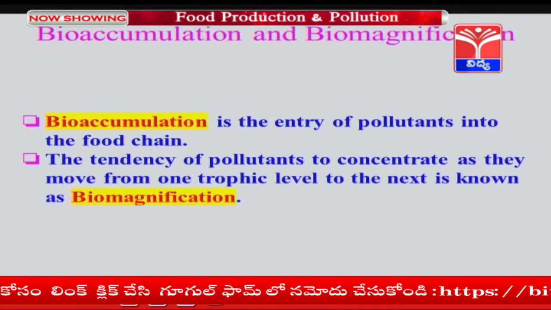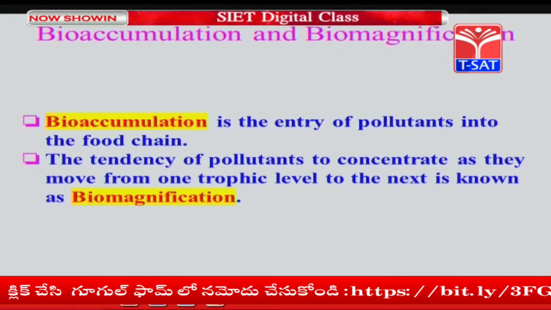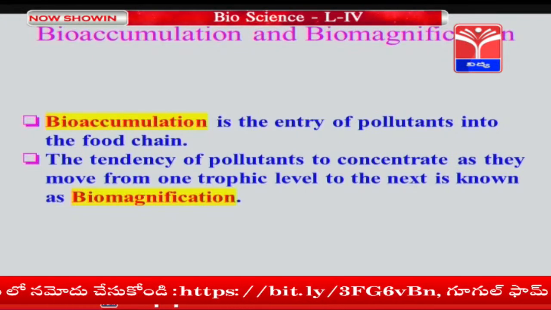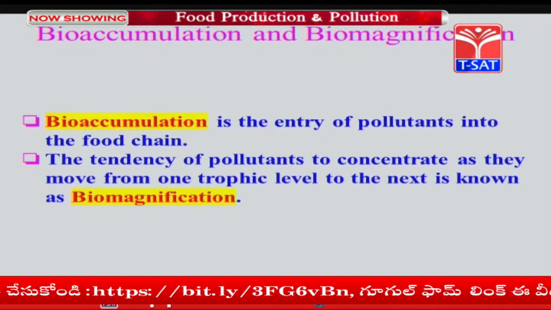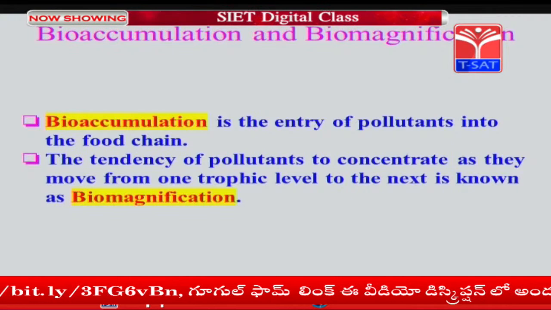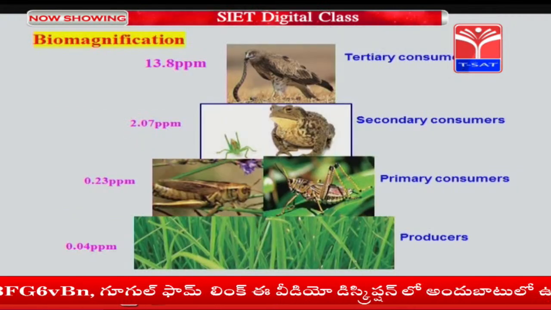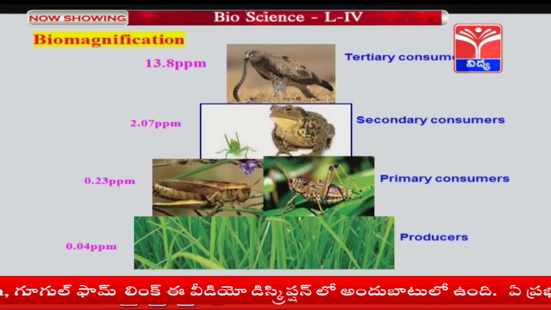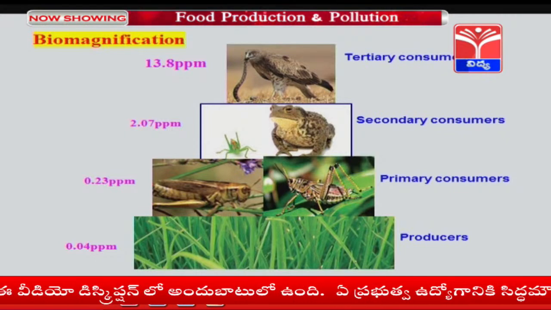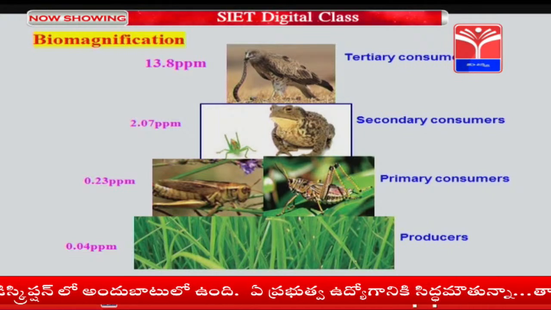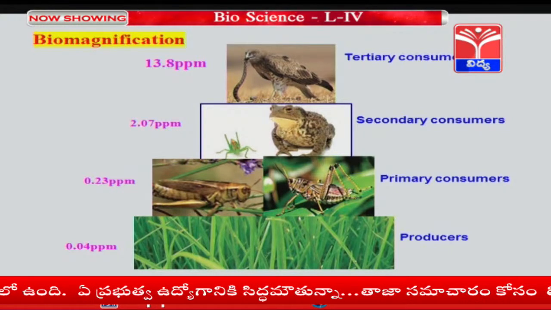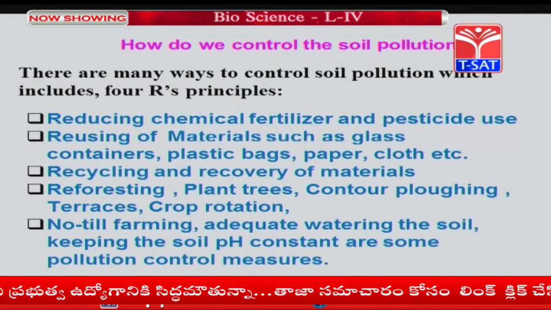Bioaccumulation and biomagnification. Bioaccumulation is the entry of pollutants into the food chain. The tendency of pollutants to concentrate as they move from one trophic level to the next is known as biomagnification. See here how the biomagnification is taking place from the producers to primary consumers, secondary consumers and the tertiary consumers, how the pesticide percentage in ppm is increasing. How do we control soil pollution?